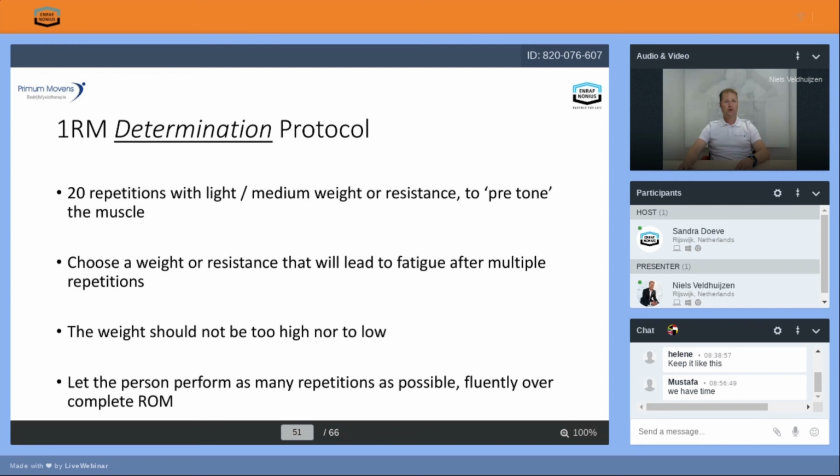In this protocol, you do 20 repetitions with a light or medium weight of resistance to pre-tone the muscle. You choose a weight, and this is where the trial and error part is used. But you must choose a weight that will lead to fatigue after multiple repetitions. It should not be too high or too low. It feels a bit easy to say so, but that's an estimation. You have to be as specific as possible, and let the patient perform as many repetitions as possible fluidly over the complete range of motion.